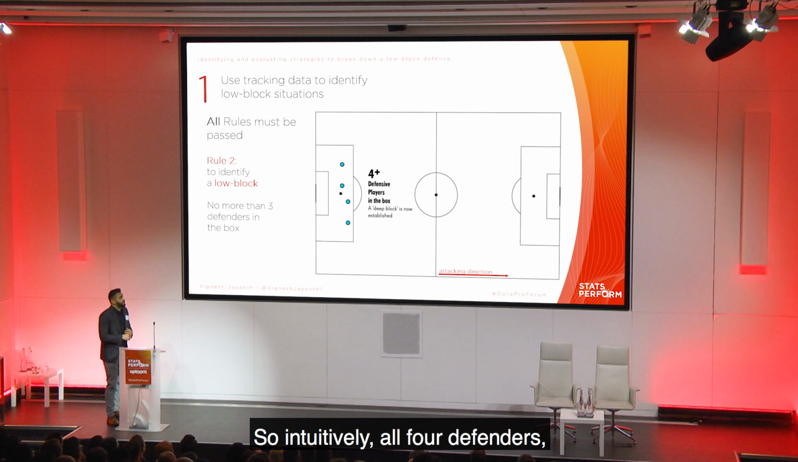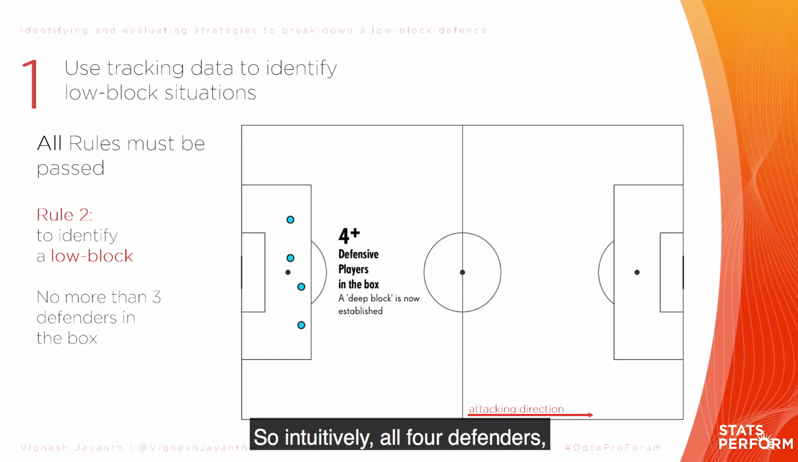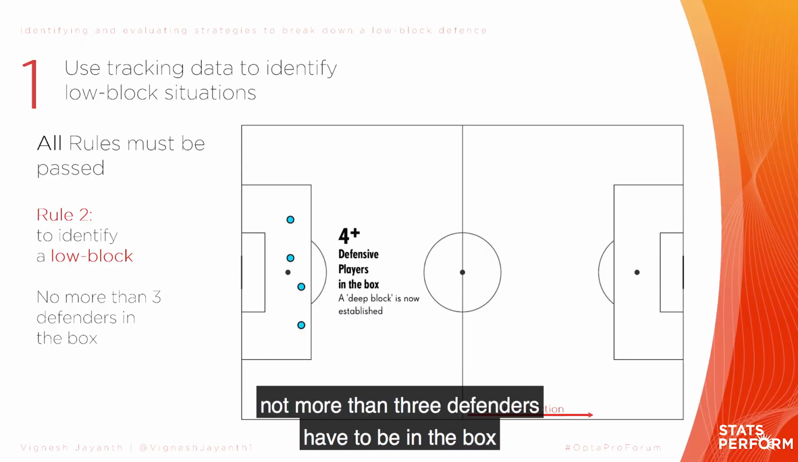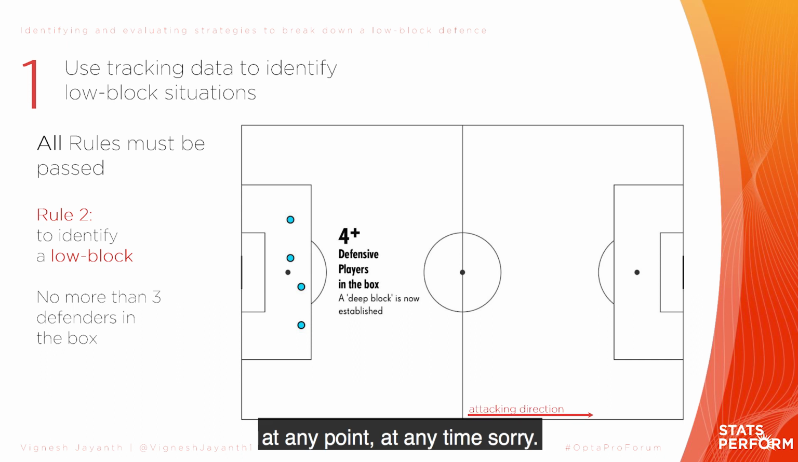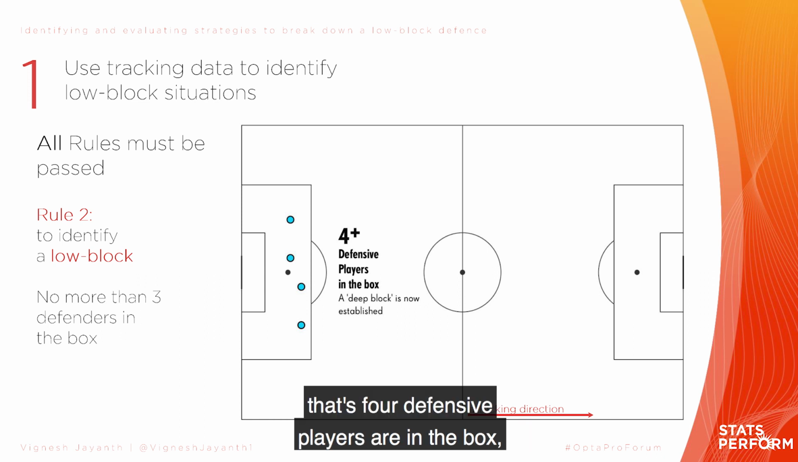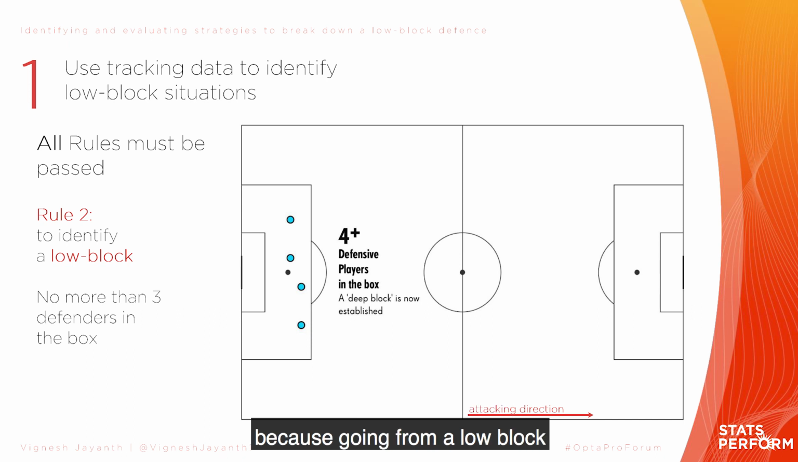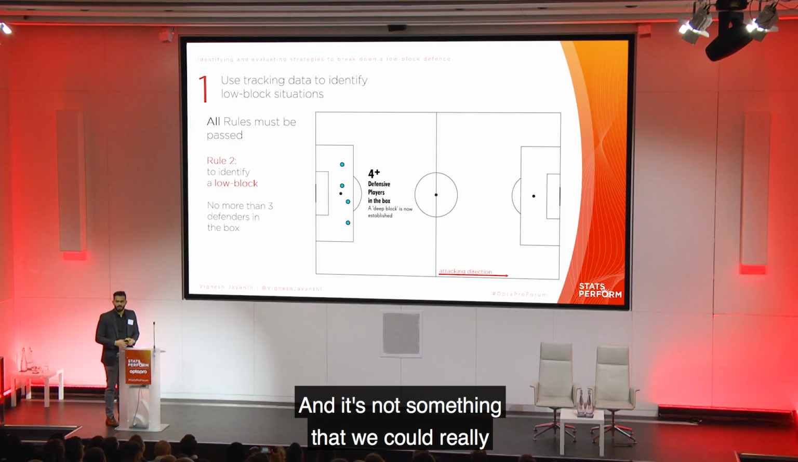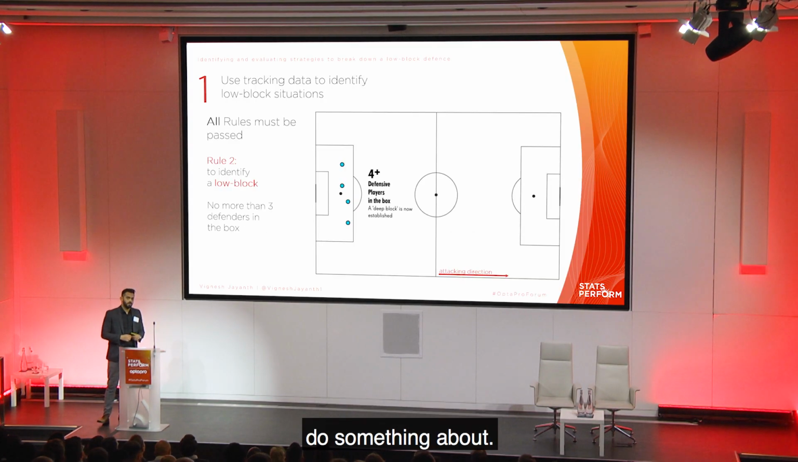Intuitively, not more than 3 defenders have to be in the box at any time t. If more than three defenders, that's 4 defensive players, are in the box, they progress into a deeper low block from a low block. But that is not the focus of what we have today, because going from a low block into a deep low block is natural, and it's not something that we could really do something about.